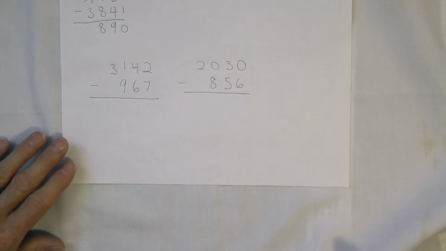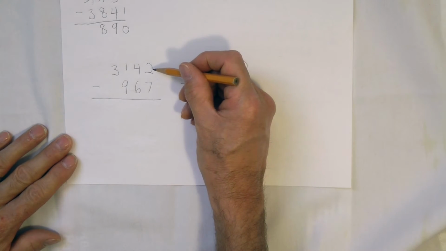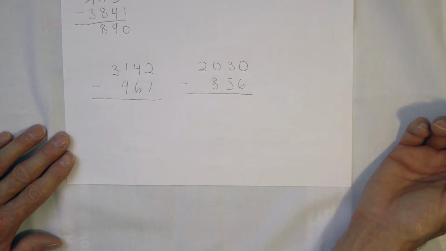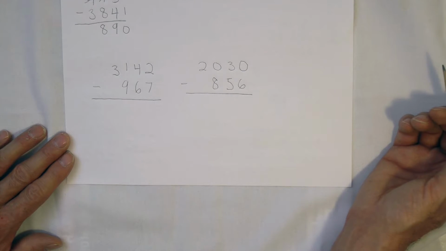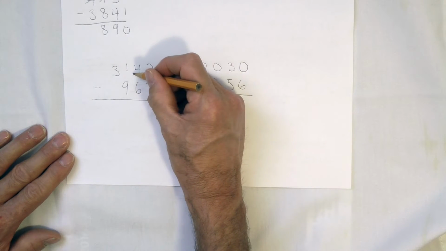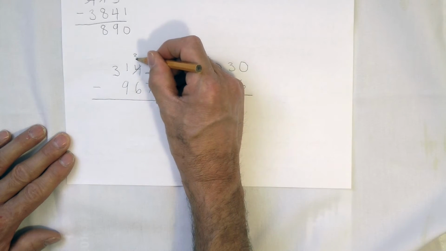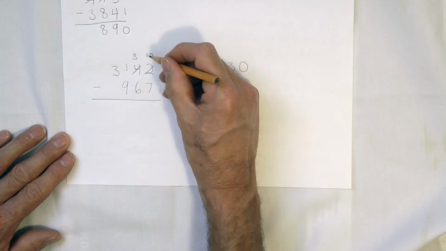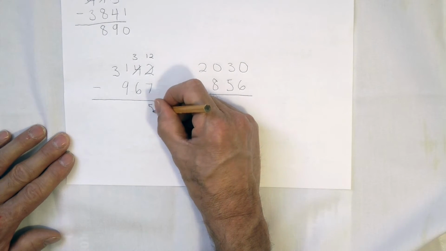Let's look at just a few more samples. In the ones, analyze the question. Will I need to regroup? Yes, I need to regroup all over the place. So here we go. 2 ones cannot take away 7 ones, so we get help. Becomes a 3. 2 and 10 becomes 12. 12 minus 7 is 5.